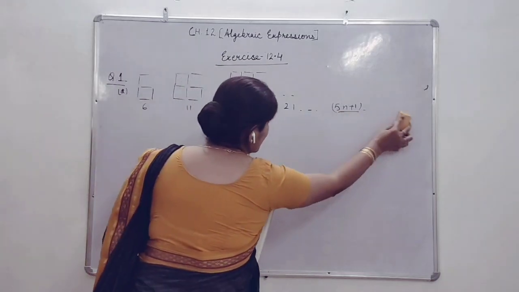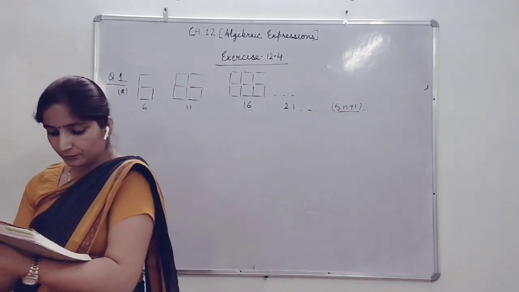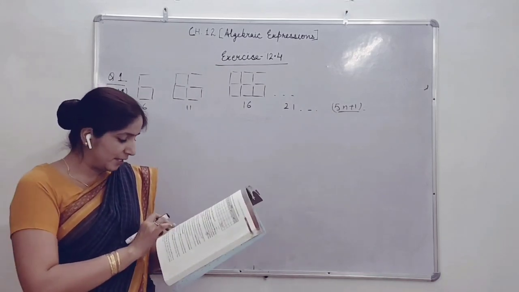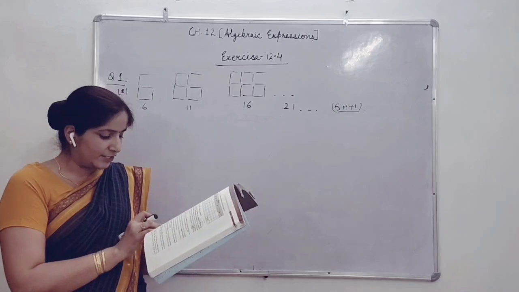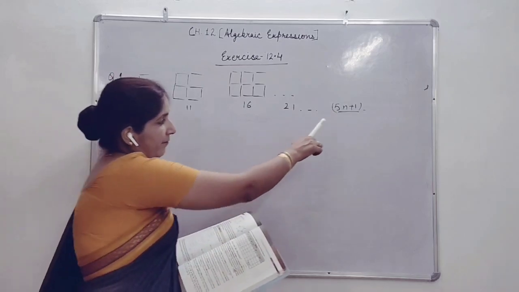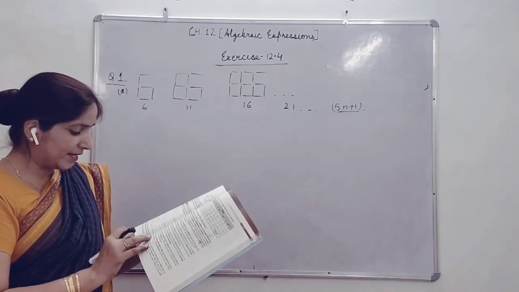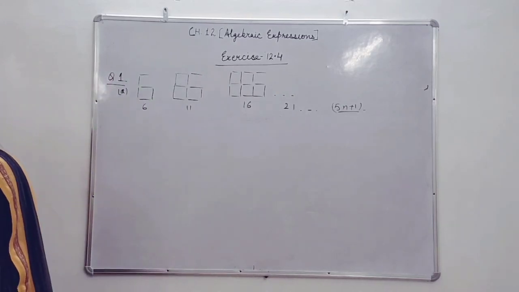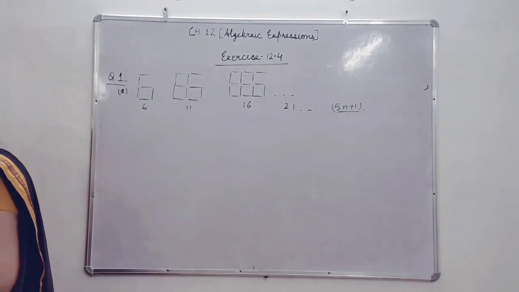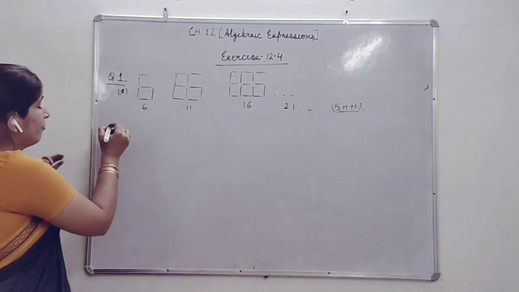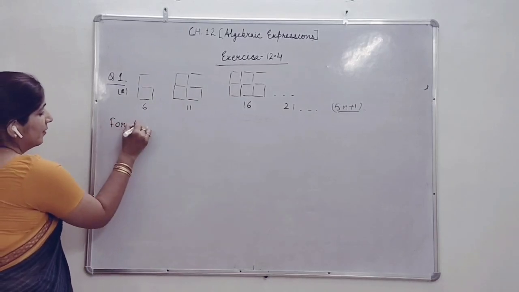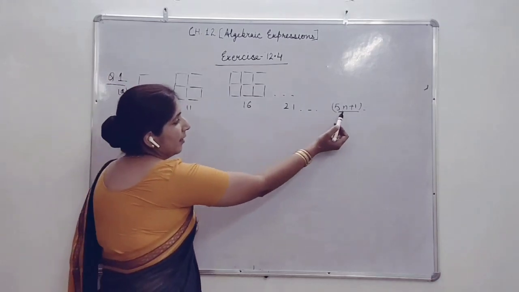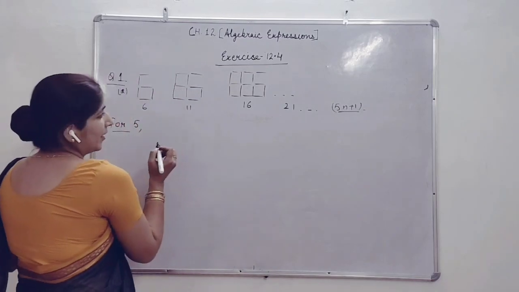So what we need to do in this question is: if the number of digits formed is taken to be n, the number of segments required to form n digits is given by the algebraic expression appearing on the right of each pattern, which is given here. How many segments are required to form 5, 10 and 100 digits? Now we need to find it for 5, 10 and 100 digits. So for 5 digits, for 5 of these 6s, in place of n, we need to put the value 5.